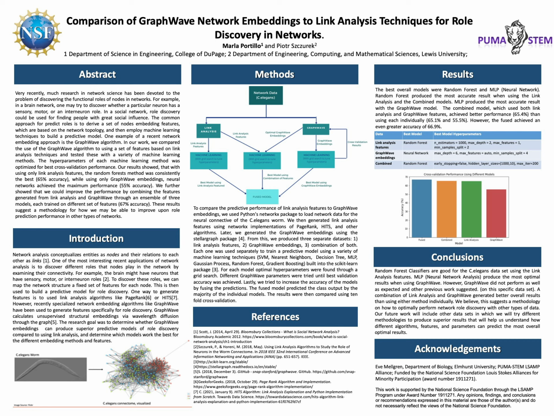We then generated LinkAnalysis features using NetworkX implementations of PageRank, HITS, and other algorithms. Later, we generated the GraphWave embeddings using the StellarGraph package. From this, we produced 3 separate datasets: LinkAnalysis features, GraphWave embeddings, and a combination of both. Each one was used separately to train a predictive model using a variety of machine learning techniques built into the sklearn package. For each model, optimal hyperparameters were found through a grid search.